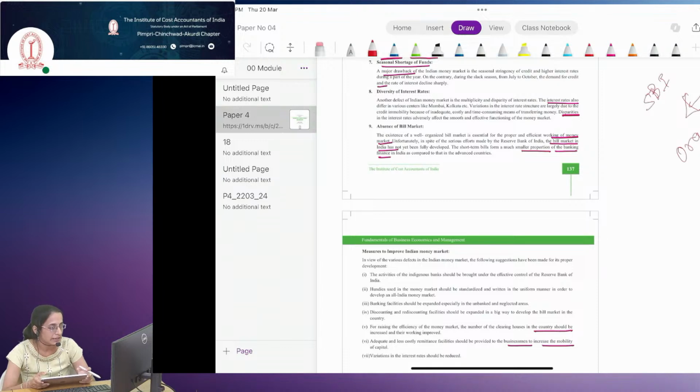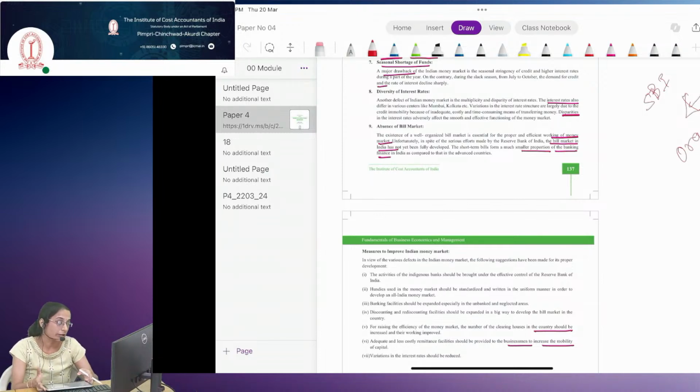There the bill market has grown a lot and its bills are widely acceptable. People are using it widely or more frequently. But in India, the bill of exchange is not used that frequently. So when it is not used, the bill market, which is a very essential component for effective functioning of the money market, is not developed, and the money market in India is not growing.